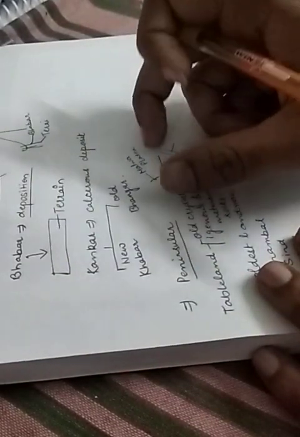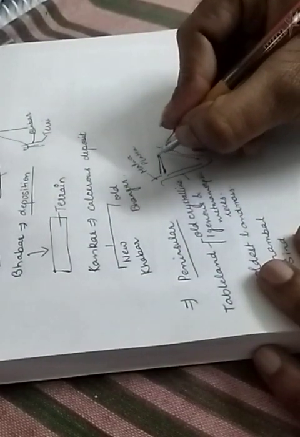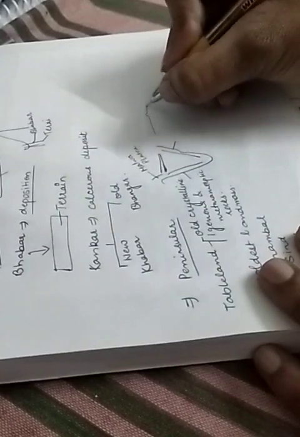The Central Highlands are wider in the west but narrower in the east, like this. It's just like this structure.